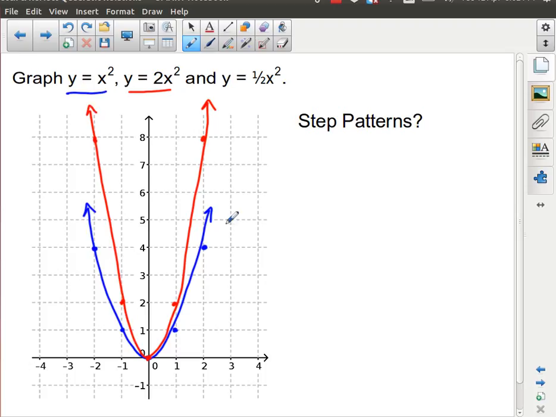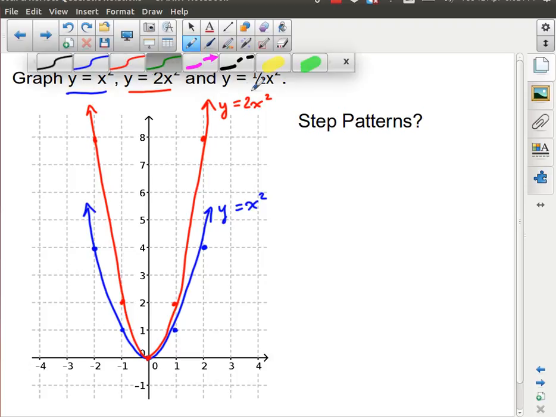That's not too bad. Okay, so this one, I'll actually label it here. This is y equals 2x squared. The first one was y equals x squared. And the last one I'll do in green, and that was 1/2.